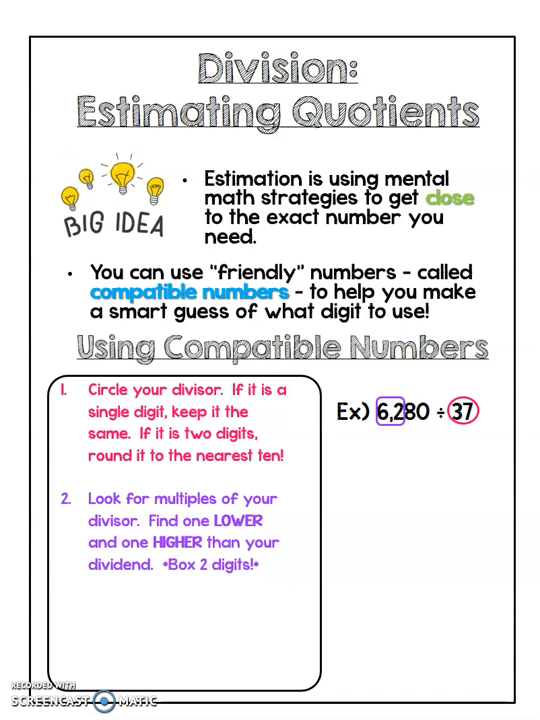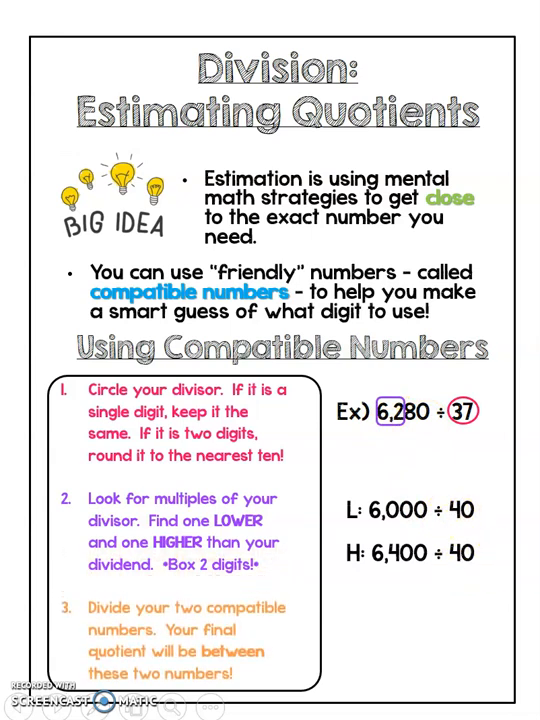So now I need to think about, well, what are multiples of 4 that come pretty close to 62? If I were to keep skip counting by 4, I know I would get to 60, which is hidden inside this 6,000, and 64, which is hidden inside this 6,400. Remember, I made them 4-digit numbers because my original number is a 4-digit number. And I can divide them both by 40. So if I divide my two compatible numbers, 6,000 divided by 40 is going to give me 150, and 6,400 divided by 40 is going to give me 160. So that tells me my final answer will be somewhere between 150 and 160.